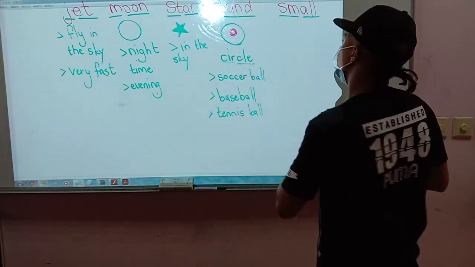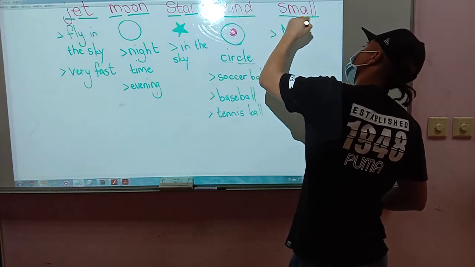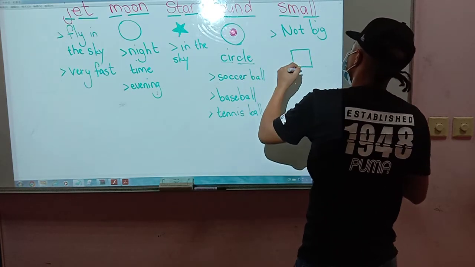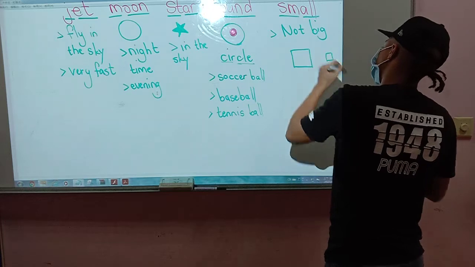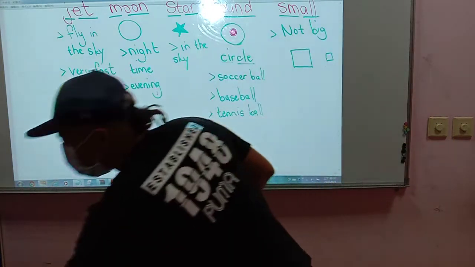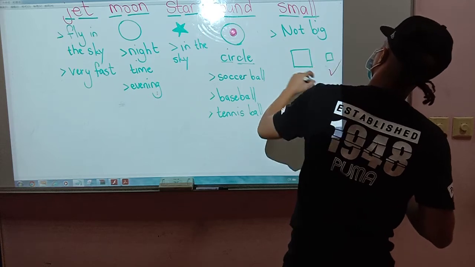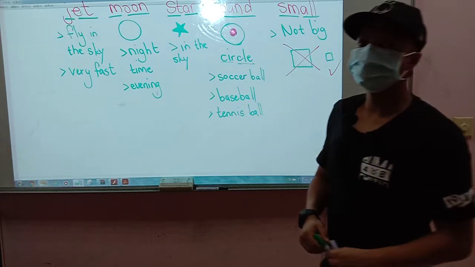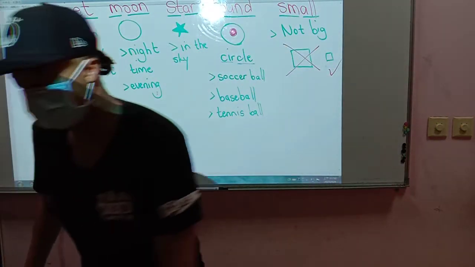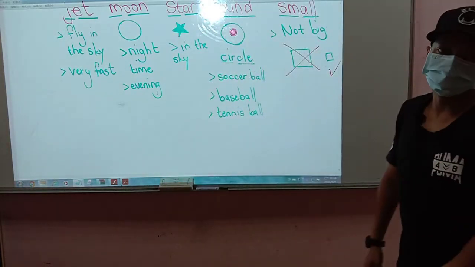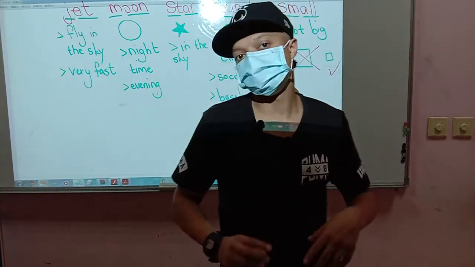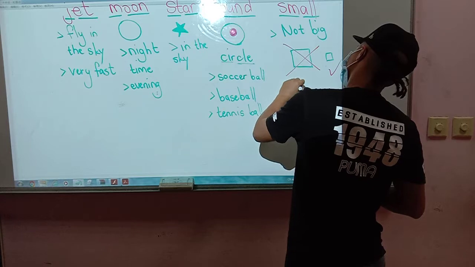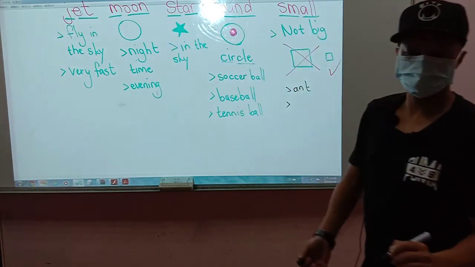And then small. This means that it is not big. All right, so this is a big square, and this one is small. So we want to talk about this and not this, okay? So small. Do you know any animals or insects that are small? What about an ant? An ant is very, very small. So ant, small. Can you think of anything else?